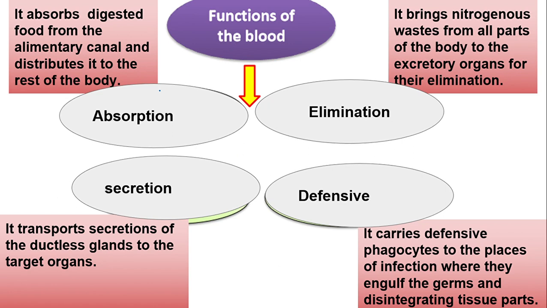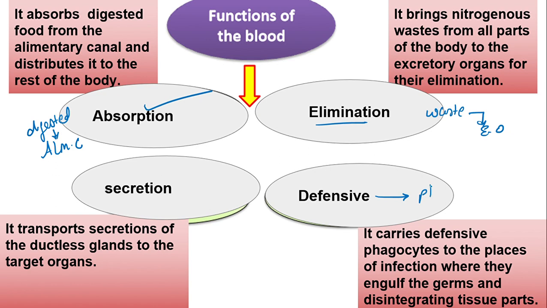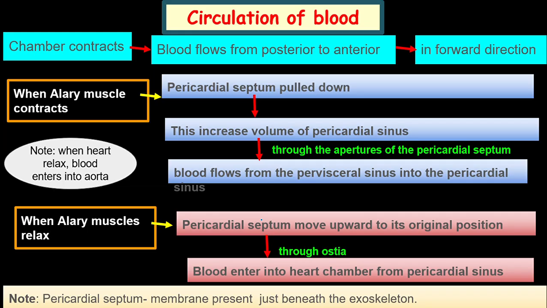Now, what is the function of blood? Absorption: it is going to absorb the digested food. Where? In the alimentary canal. Elimination of the waste through what? Through the excretory organ. Defensive, that means phagocytosis will occur. Just now we saw who will do it? Hemocytes will do it. Then secretion, circulation or transportation of the hormone is being done by the blood.